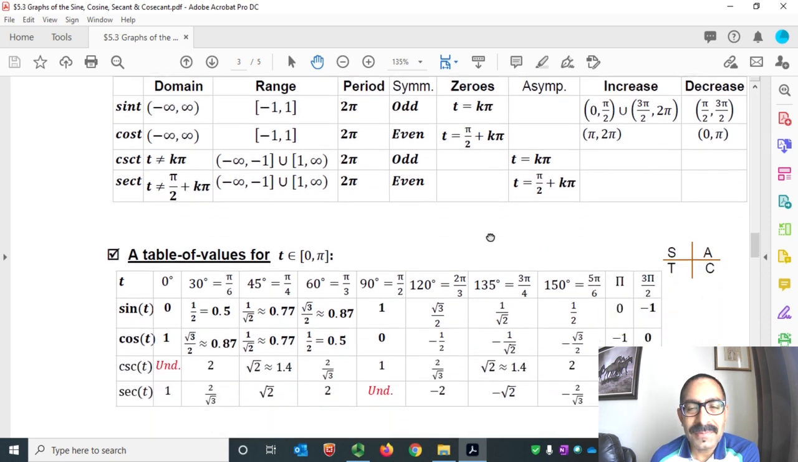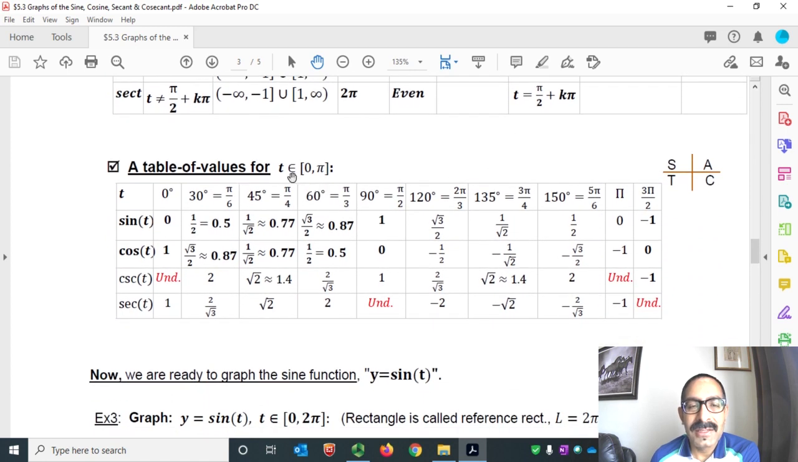Now let's move on. A table of values for t, this angle between 0 and pi. So sine t values, we are familiar with this table from our earlier sections. From here we can see the sine function is increasing in the first quadrant from 0 to 1. The cosine function is decreasing in the first quadrant from 1 to 0. The cosecant function is again decreasing from undefined to 1 in the first quadrant, and the secant function is increasing from 1 to undefined in the first quadrant. Similarly, the values of the second quadrant are here. And we can easily compute the values in the third quadrant as well as the fourth quadrant using the unit circle idea. Great.